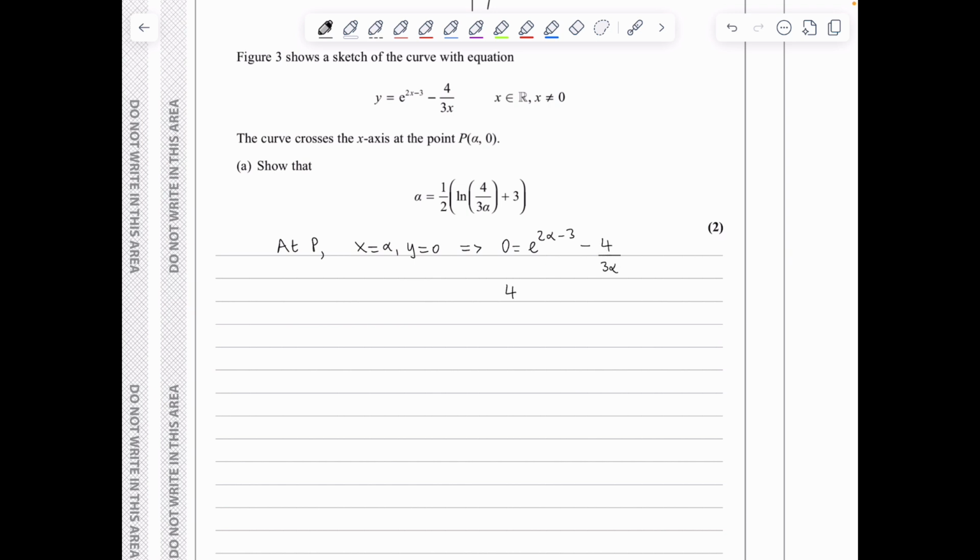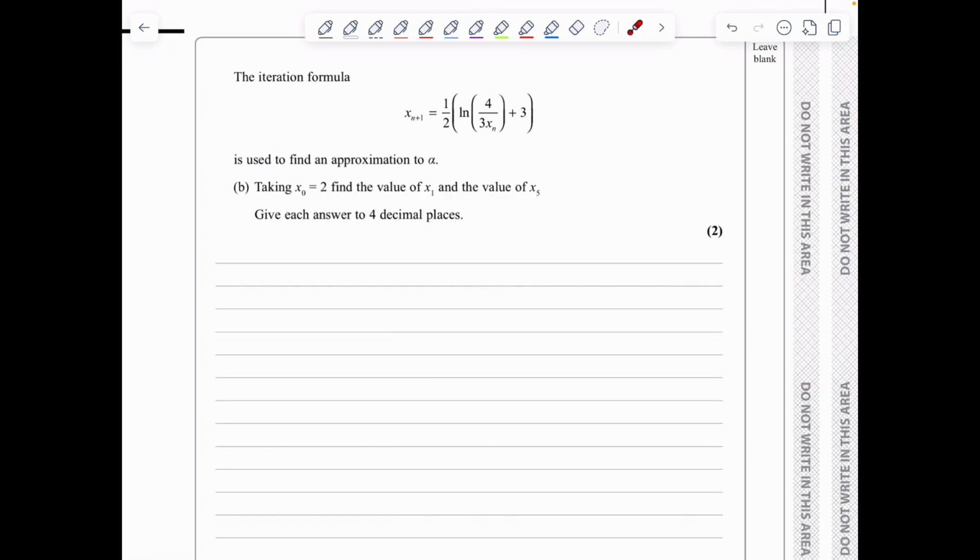So we've got that 4 over 3 alpha is e to the 2 alpha minus 3. Well, I will take a ln of both sides, so a ln of 4 over 3 alpha is equal to 2 alpha minus 3, which means that a ln of 4 over 3 alpha plus 3 is equal to 2 alpha. I will then divide both sides by 2, leading to a half a ln of 4 over 3 alpha plus 3 is equal to alpha as required.